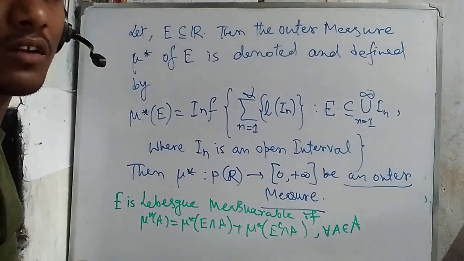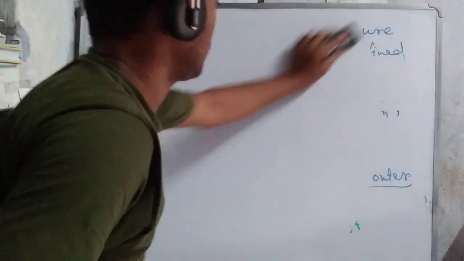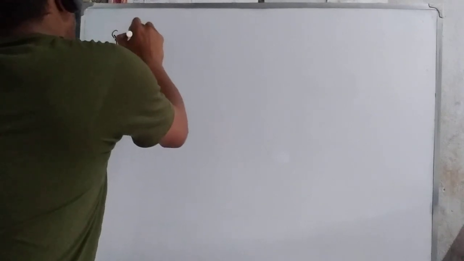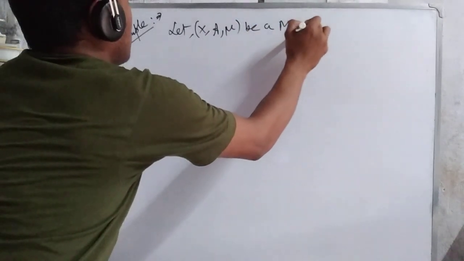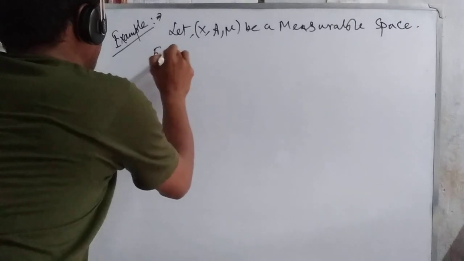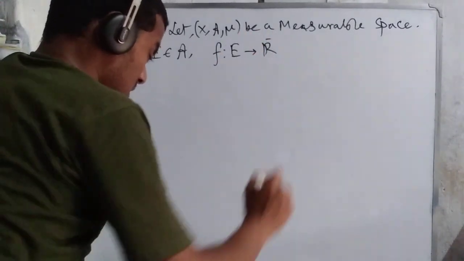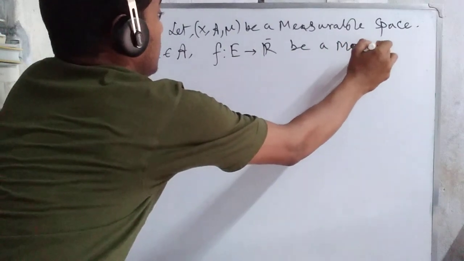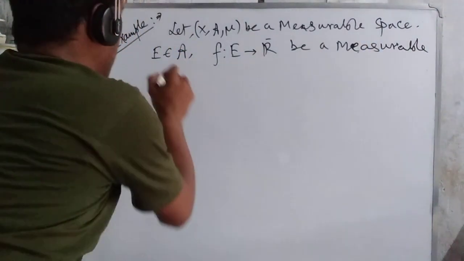Now we erase that portion and discuss another portion. Write some example. Here, let (X, script A, mu) be a measurable space, and E belongs to this script A. Then let f from E to R-closed be a measurable function.